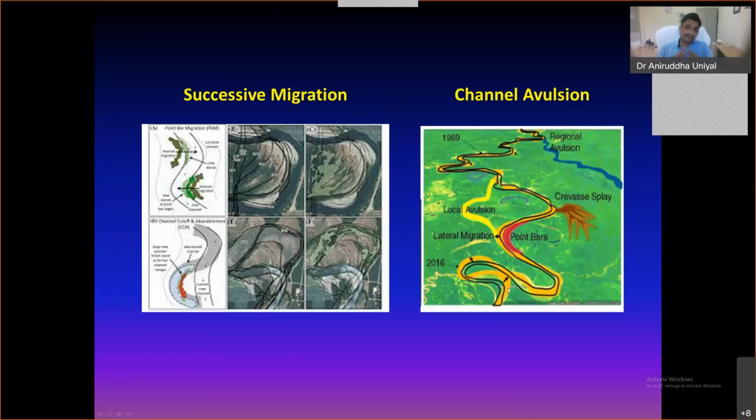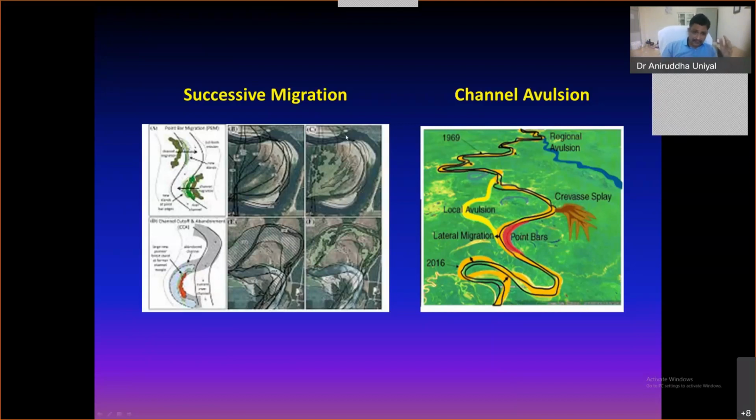Now this successive migration and channel erosion is a peculiar phenomenon in the mature stage all through the Ganga plains, or in the largest perspective, the Indo-Gangetic plain, which comprises the Ganga plain in parts of Uttar Pradesh, Bihar and Bengal, the Brahmaputra plains in parts of Assam and Bangladesh, and the Indus plains, which are in parts of Punjab and Haryana.